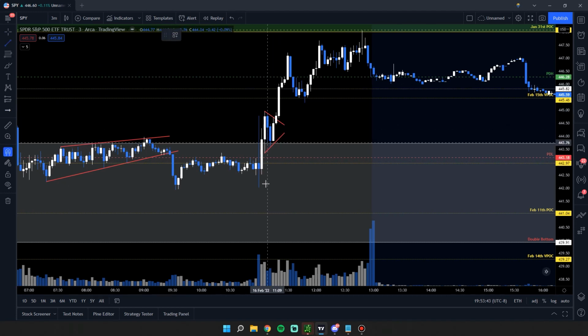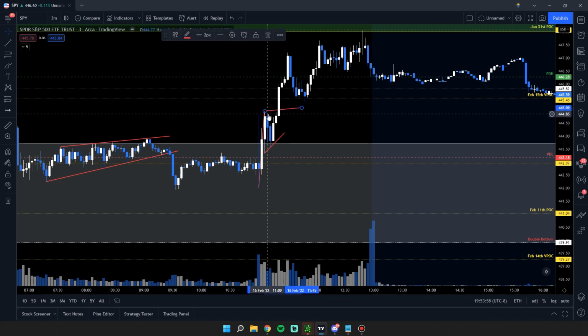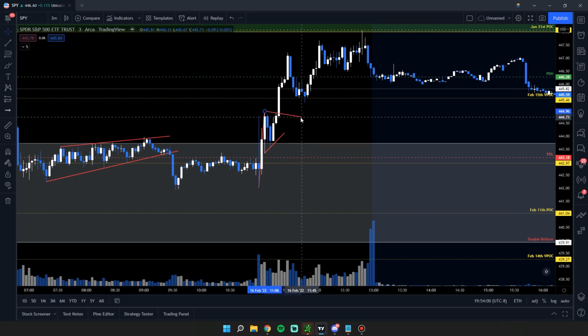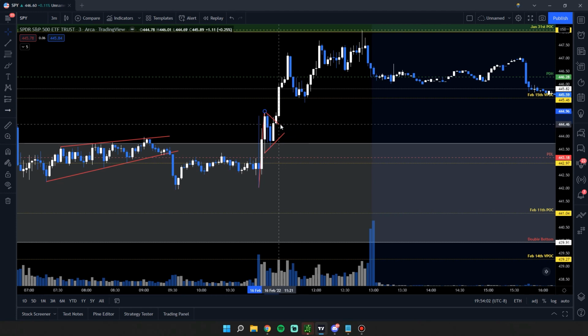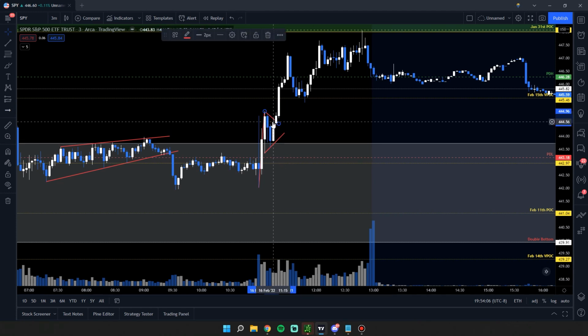I'll draw the flagpole just for people that can't see it. So you just go from the low to the high, and then you draw a line down. You might have to adjust this, like as it's forming, but really I'm going to take the top of this wick, and that's going to form my line. And then once I cross above, so this is going to be the same thing.